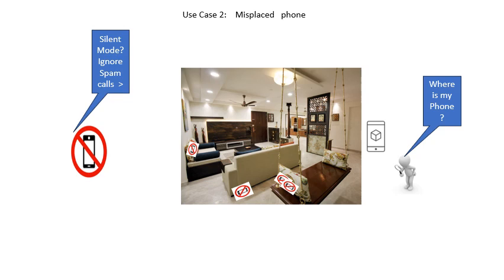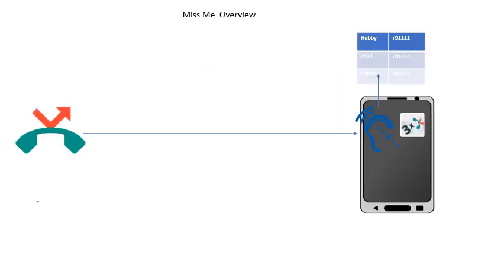So what is a Miss Me app? Miss Me app provides an interface to register a set of numbers of your near and dear ones. The maximum number of numbers that you can register here is 3. In this case, I have shown as an example that you'll perhaps register your partner, your child, or your close friends. Those are the 3 numbers that you register in Miss Me app.